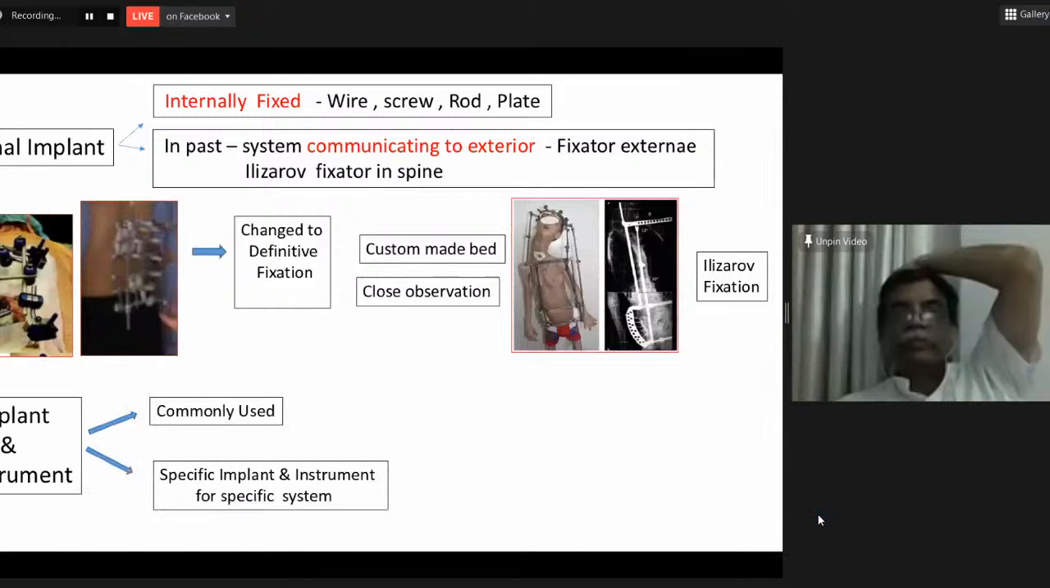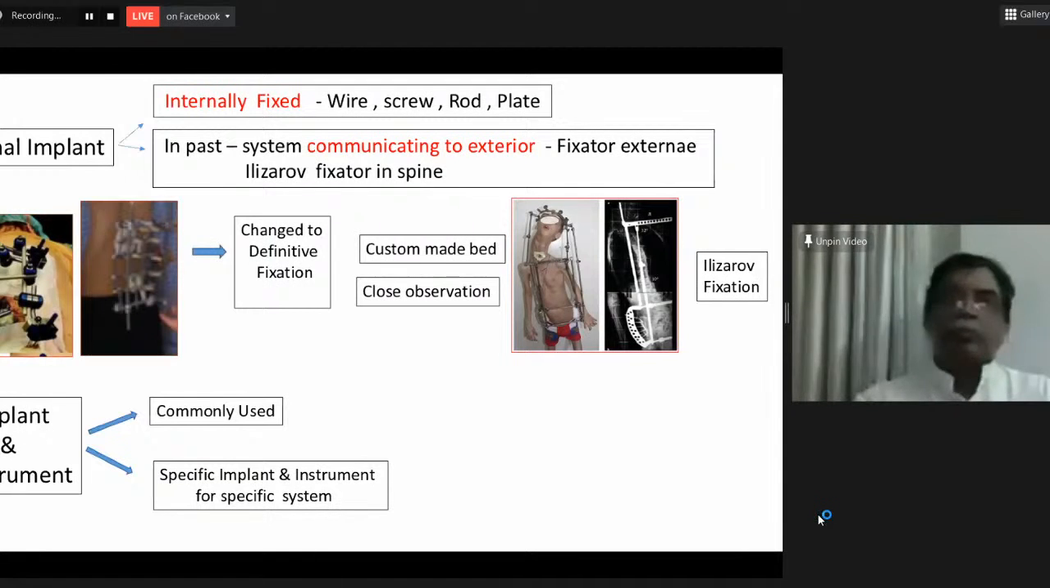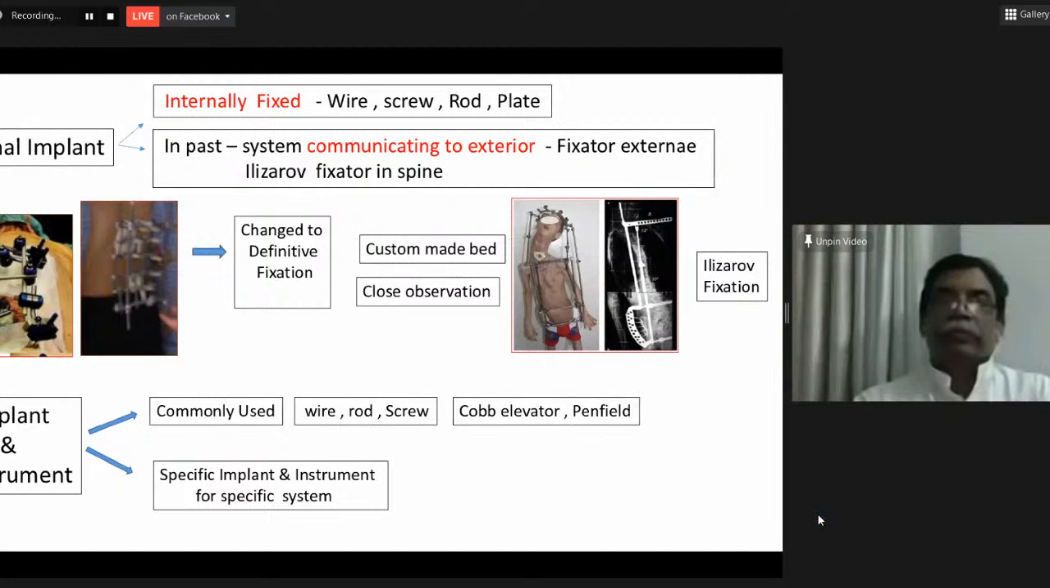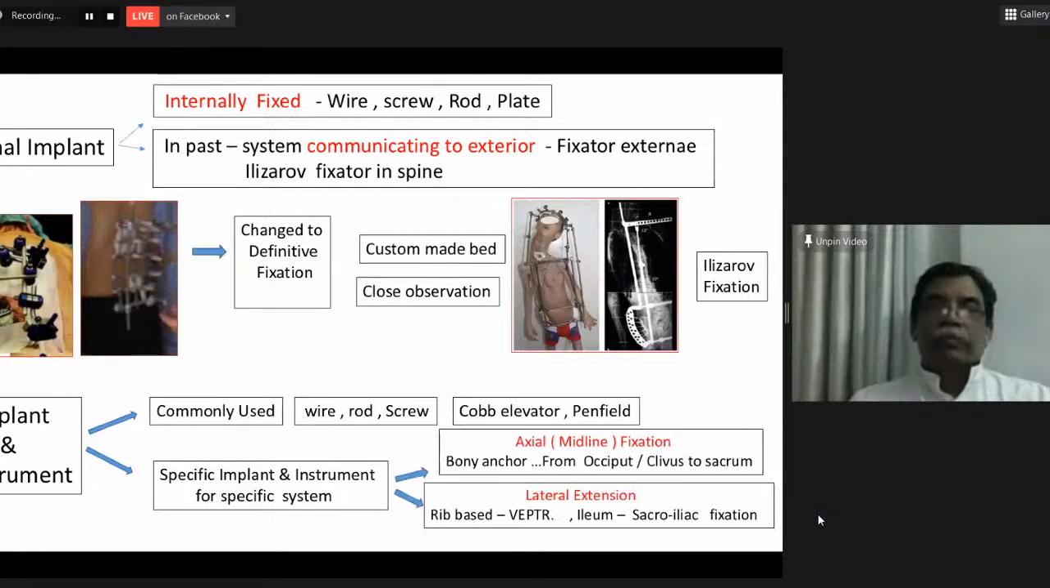Now, about the inside, where you are going to put these implants, you should know what are the commonly used implants as well as instruments, and there may be a specific system, and you should try to know that also. Commonly we use wire, rod, and screw, and there are specific common implant instruments like cobb elevator and Penfield, all of which we should know. A specific implant will be system-wide. In the midline, we can fix the spinal column from occiput to sacrum, and sometimes have lateral extension. We can have a rib-based implant, and we can even go to the iliac bone.